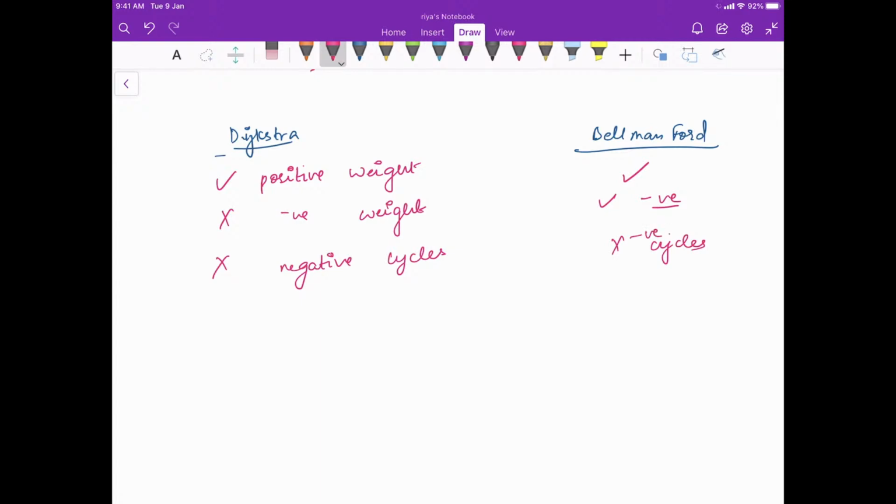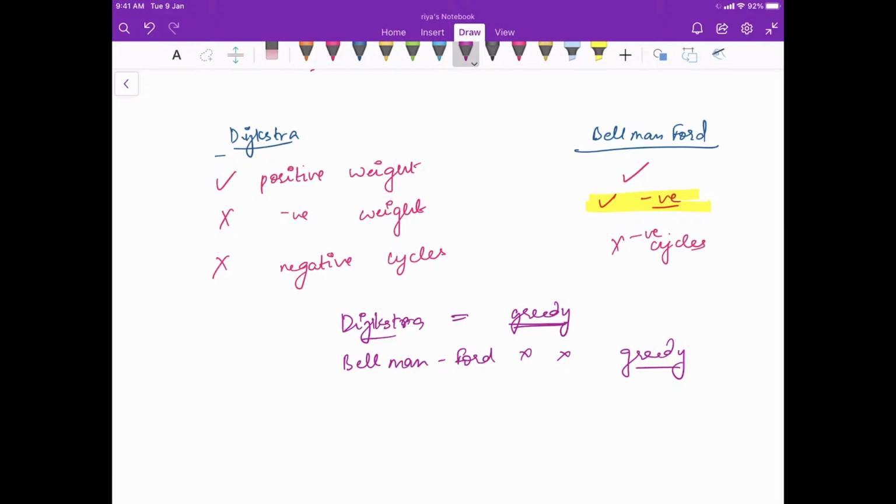So one of the extra use cases in Bellman-Ford was that it was working well for negative weights as well. And why was that happening? Because Dijkstra's algorithm applies a greedy approach. In Dijkstra's we use a greedy approach, whereas in Bellman-Ford we do not use a greedy approach. And this was the reason that Dijkstra's approach did not work for negative weights.